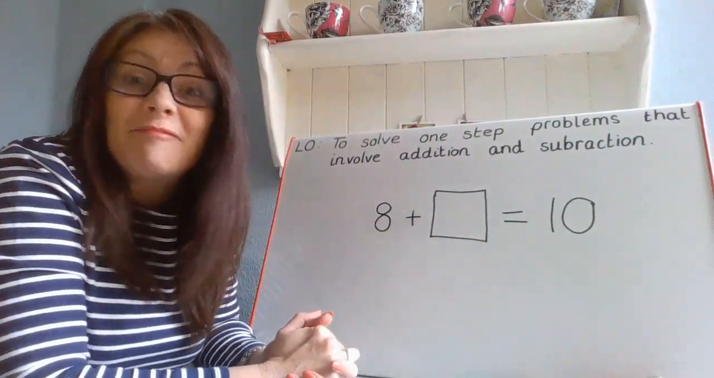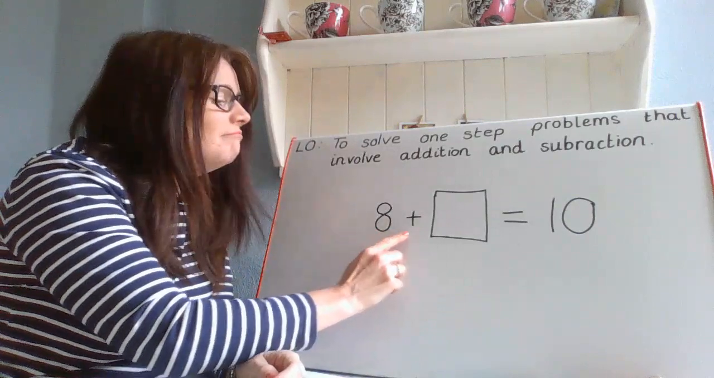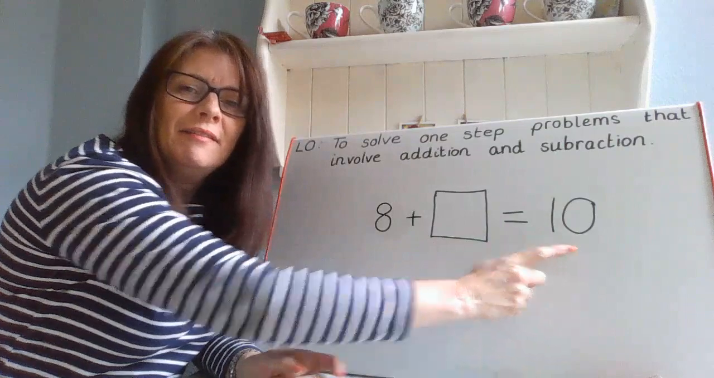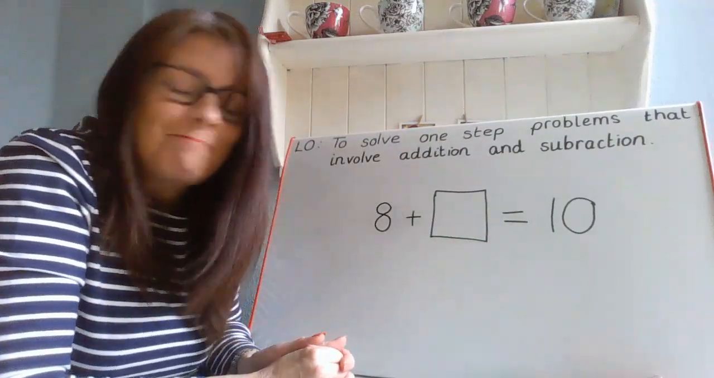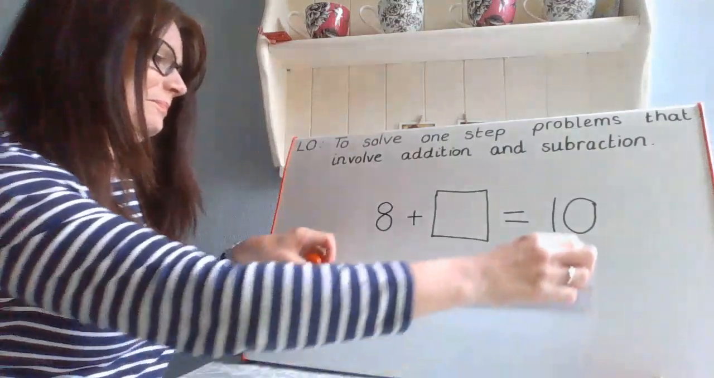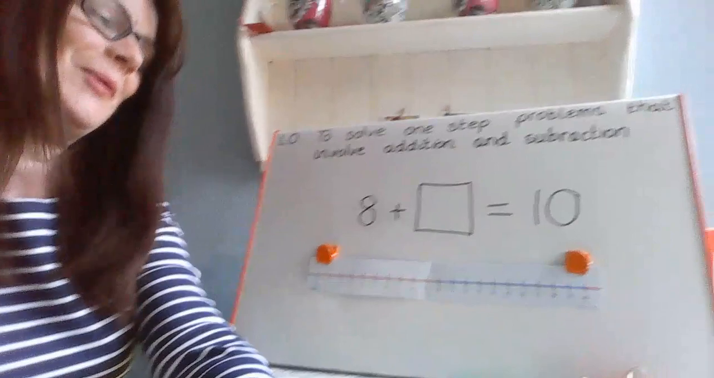Now, some problems have missing numbers. Here's one. 8 add something equals 10. I'm going to work backwards. I'm going to start with my number line to try and find the answer. There it is. Let's move so you can see.